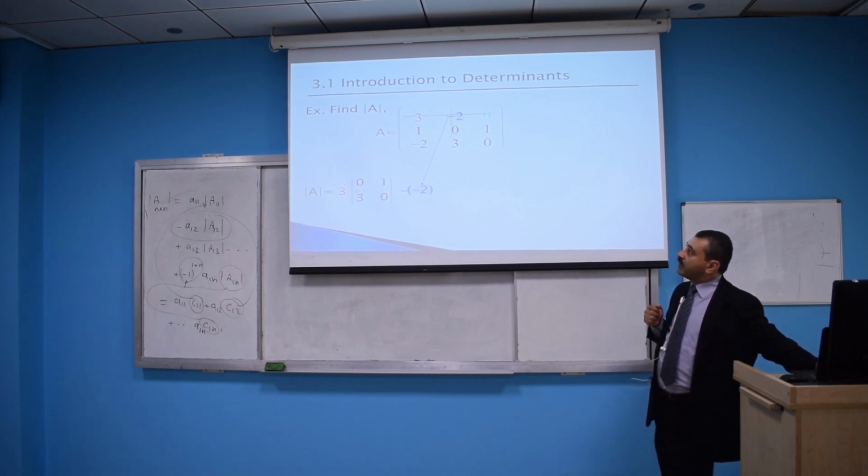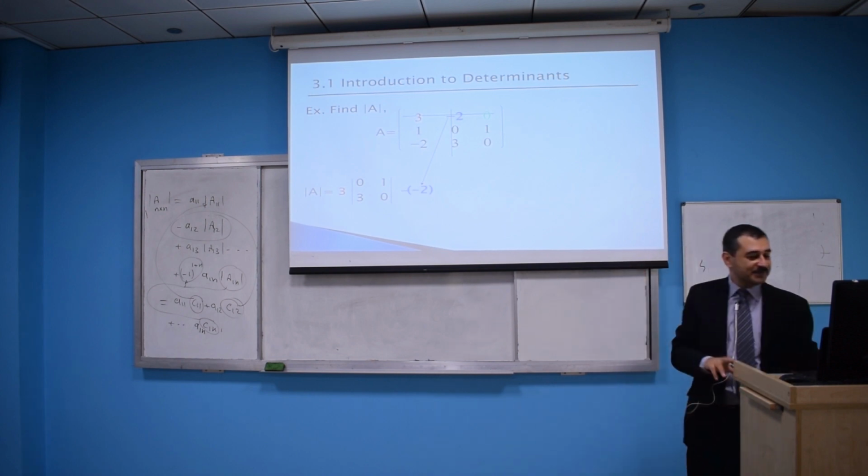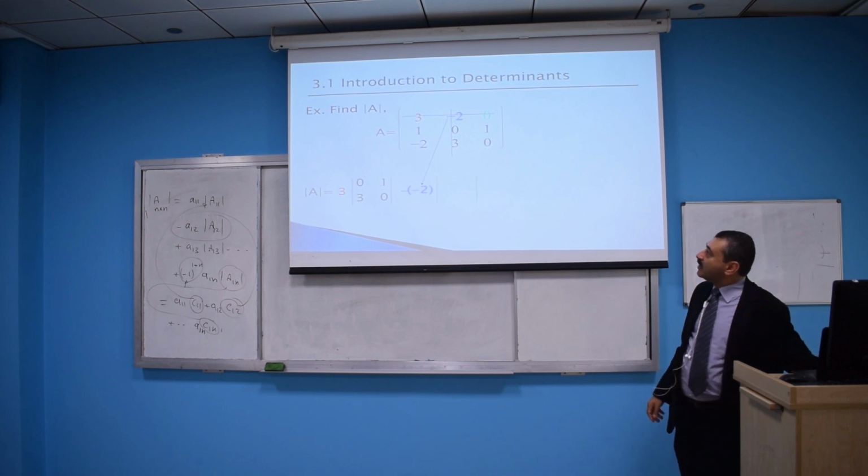-2 multiplied by the minor, covering the row and column. I prefer to use two pens to cover the row and column, and then a third pen to write. Multiplied by the minor, and then the third term is 0 multiplied by its minor.